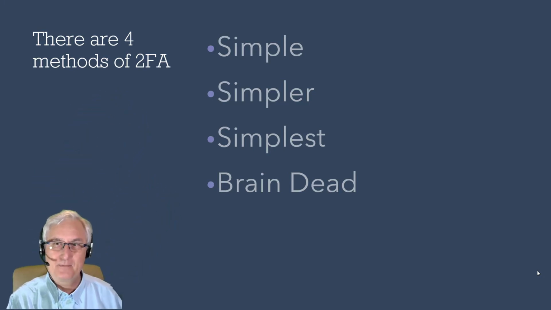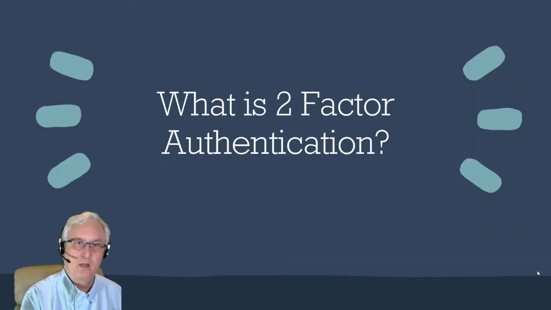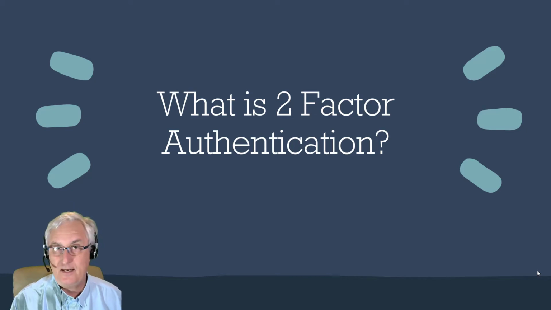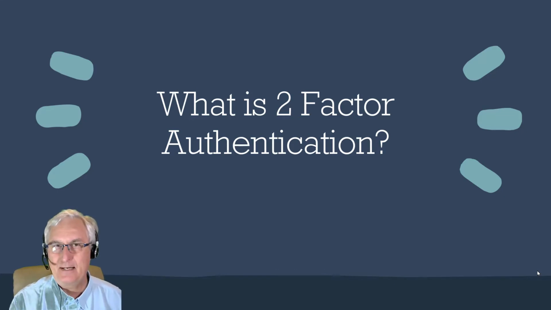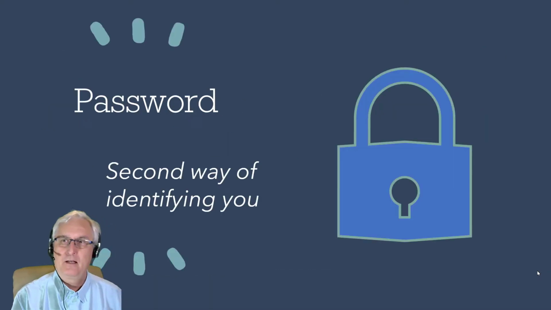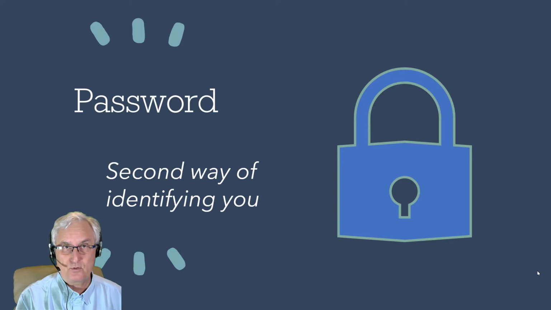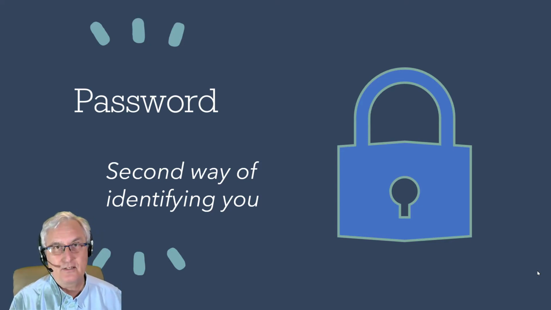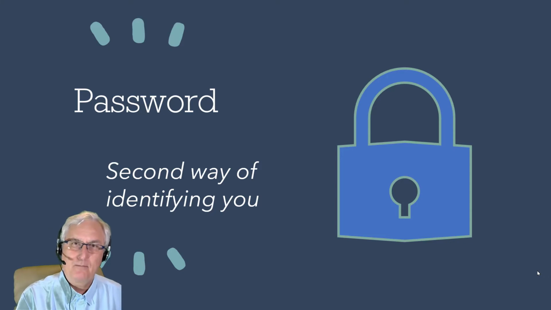So let's get started. Now, two-factor authentication is very easy to understand. What is two-factor authentication? Well, it is simply a second way of identifying who you are. Let me explain how this works. Traditionally, when you go to log into a site, you'll put a password in. Now, I do understand there's lots of problems with passwords, but two-factor authentication is a second way of identifying who you are. Let's look at the problems we have with passwords.